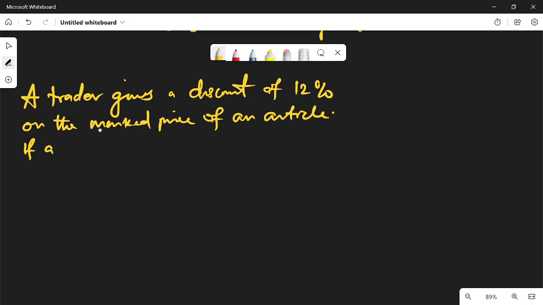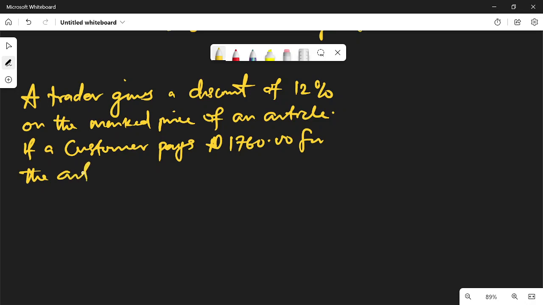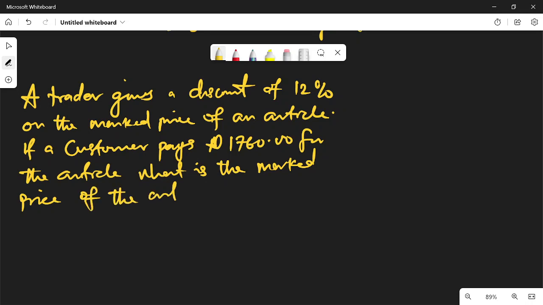If a customer pays 1,760 naira for the article, what is the marked price of the article?